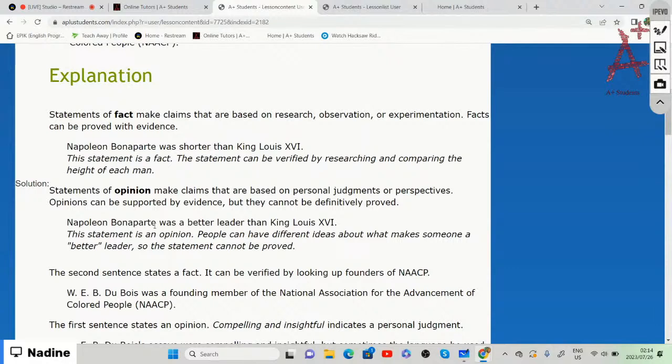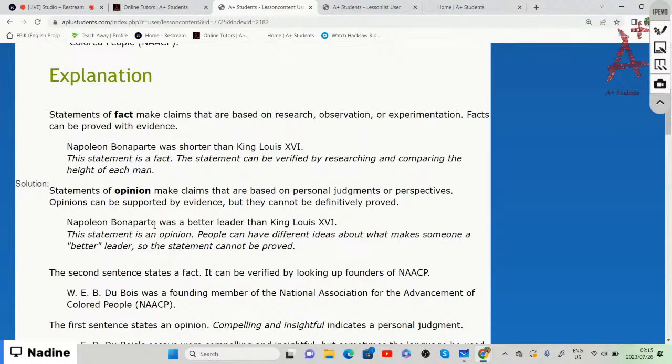Because remember, leadership skills differ from person to person. Making yourself a better leader also depends on the crowd. Sometimes people might like you for a different reason other than your leadership skills, but that does not make you a better leader, right? So that is why we say this statement is an opinion also, right?